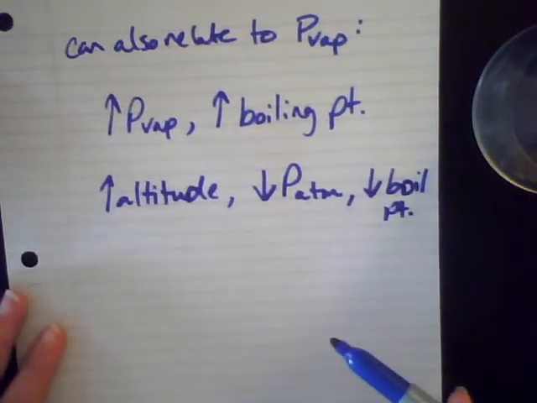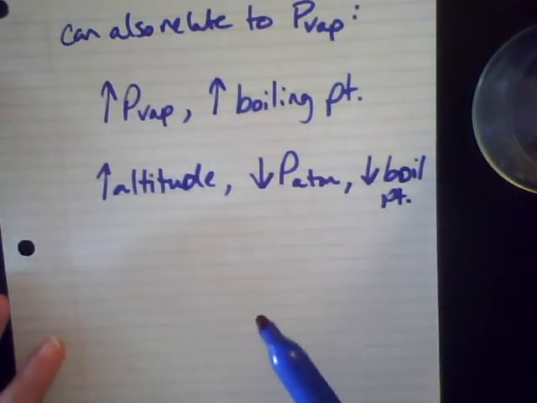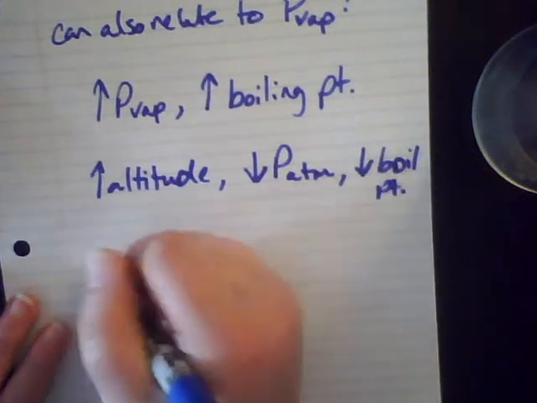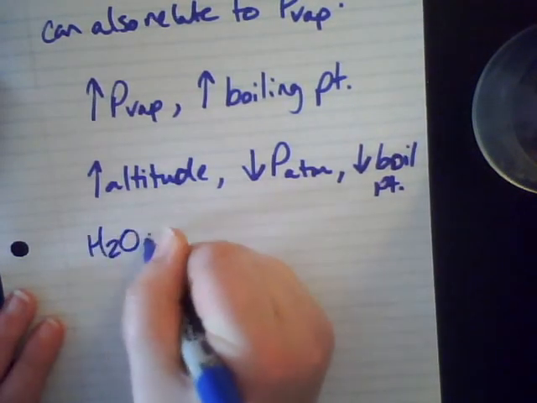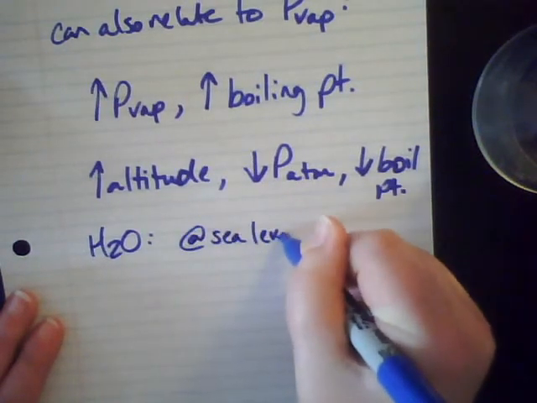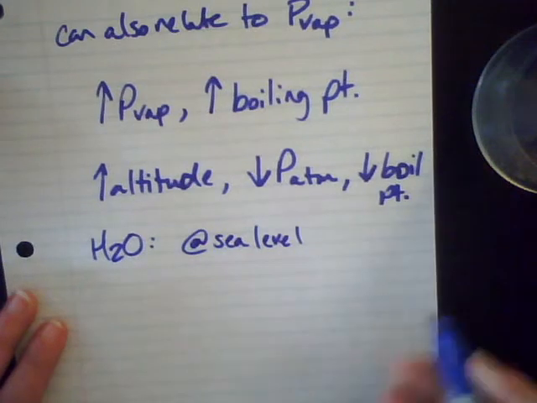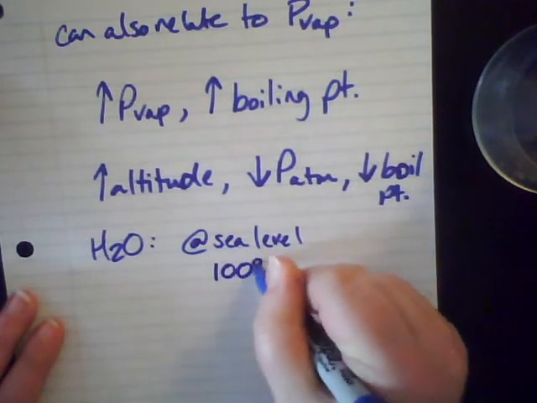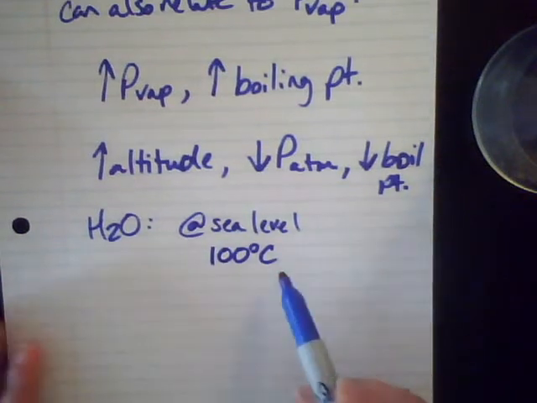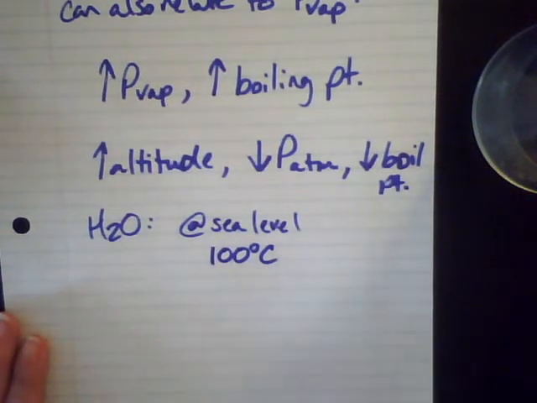If you've ever heard of people camping and they go up on mountains, for instance, then that changes the boiling point of water if they're cooking. So if we take water, for instance, at sea level, we know that the boiling point of water is 100 degrees Celsius. Okay, so we know that that's true. That's our guesstimate on average for water anyway.